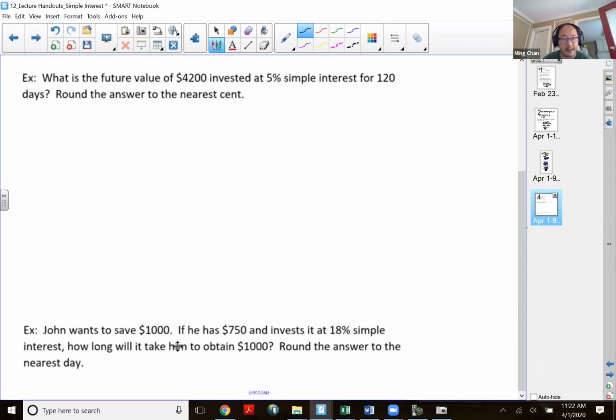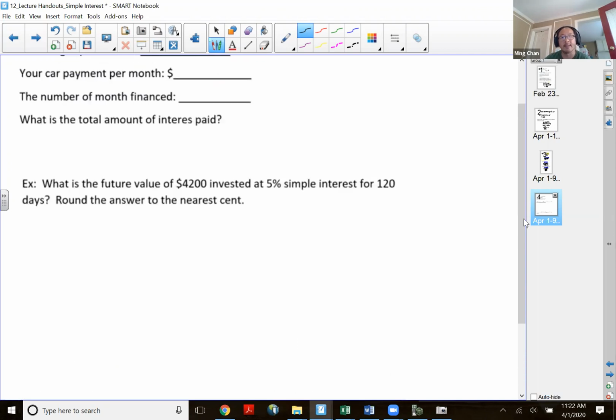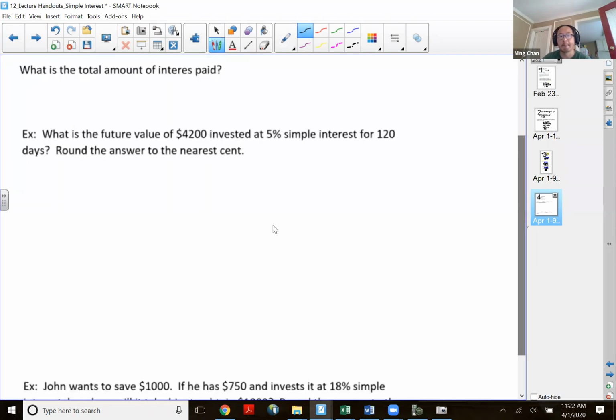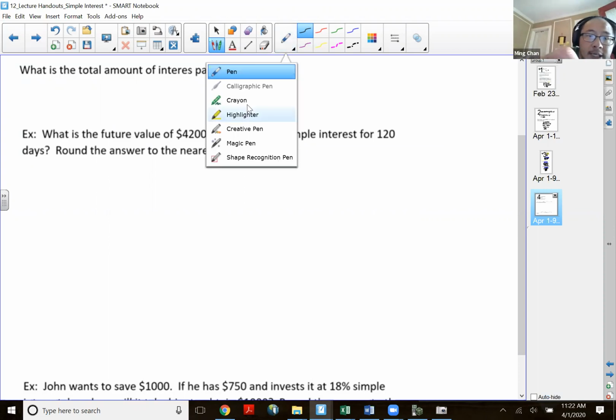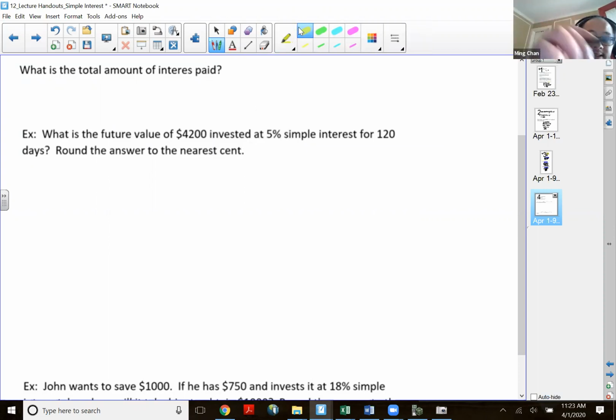All right, so these next two examples are about investment or saving money. Again, using the same simple interest rate formula. What is the future value? This future value means how much money is in our account. It does not mean what I need to pay back, because I'm investing money. So that means the bank becomes the borrower. We are the lender.